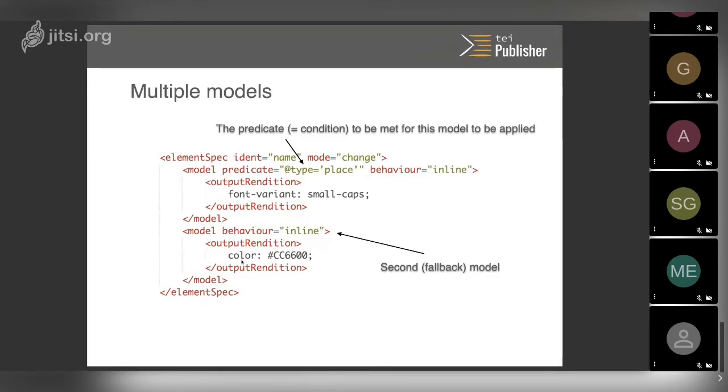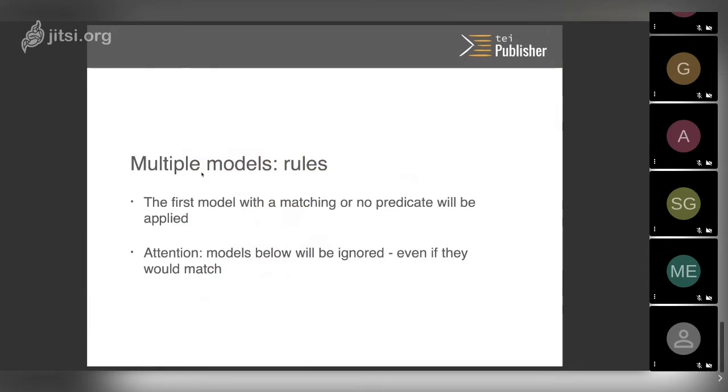And then we have a second model which will be used whenever the first model does not apply because it does not match the condition, the predicate. This means that you can have multiple models, and all you have to remember is that whatever happens, the first model with a matching or no predicate will be applied. So what may happen by mistake is that you have a model on top which has no predicate, and then your second model has a specific predicate, but it will never be seen because TEI Publisher basically chooses the first model which matches, and that's it. So let's look at a concrete example.